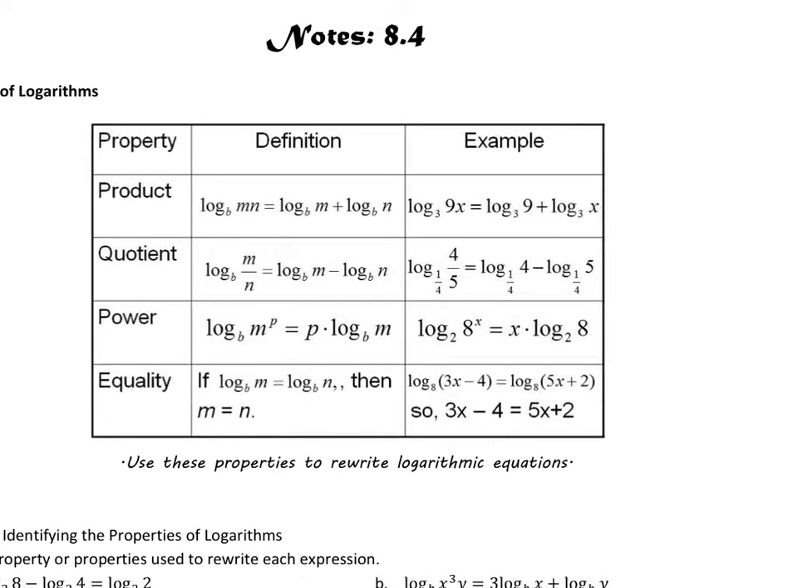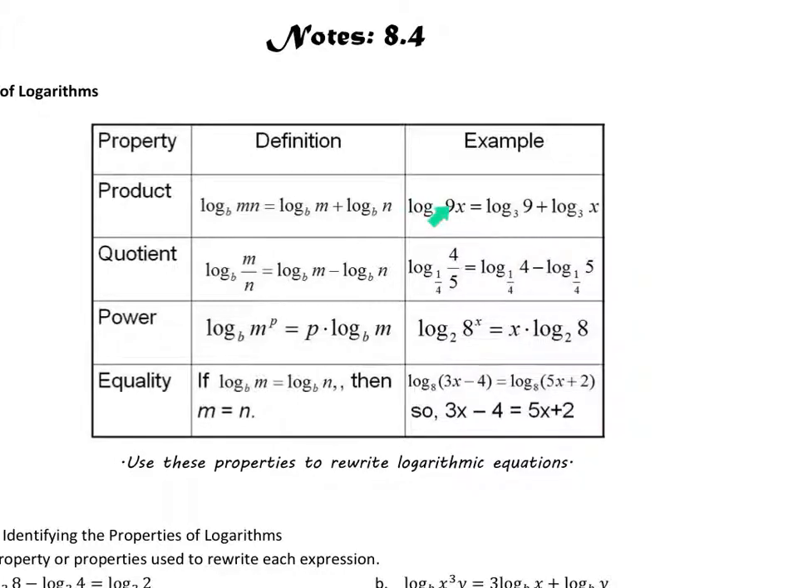So here are your 4 properties. The first one is product. This one, if you see, we're taking log base b of 2 variables multiplied together. You can separate that into 2 different logs with the same base. See log base b, log base b, and separate the 2 variables m and n. One goes with one log, one goes with the other one, and addition is in between. All right, so here's an example.